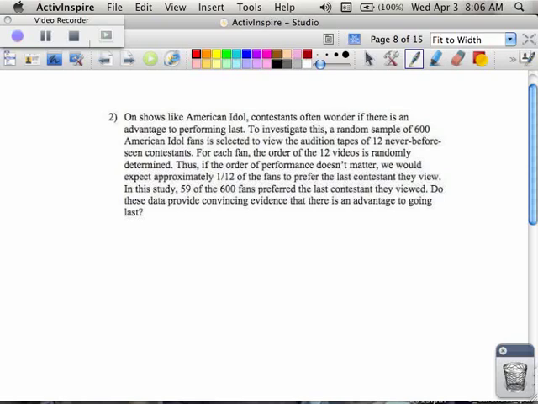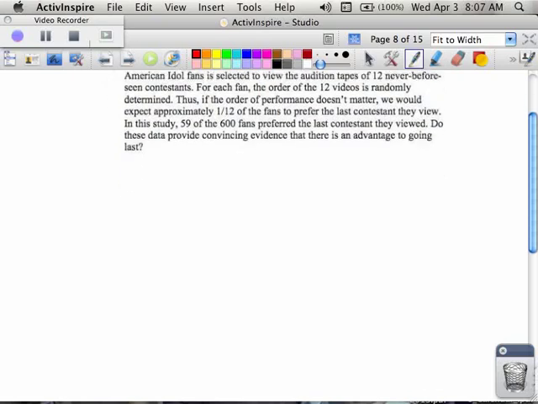We expect 1/12 of the fans to prefer the last contestant, because if there's 12, then you got a 1 in 12 shot. In the study, 59 out of the 600 liked the last contestant they viewed. Does this data provide convincing evidence that there is an advantage to going last?